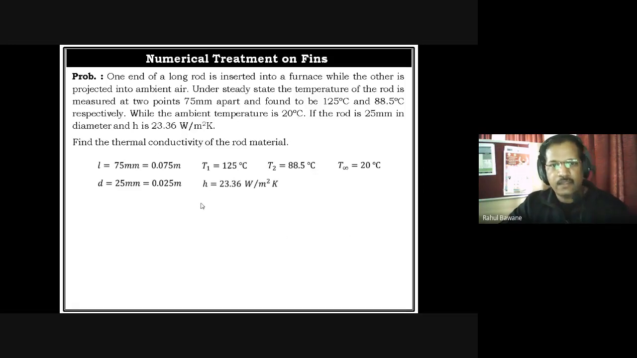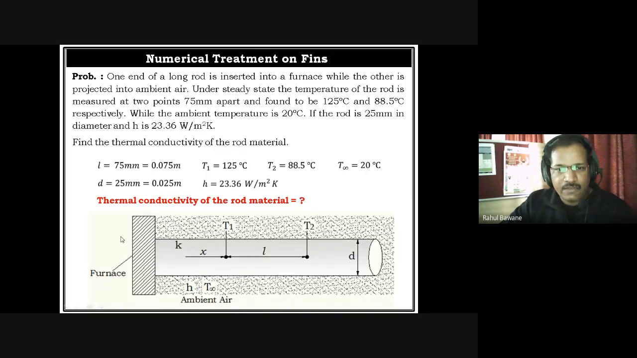So if I draw a schematic, it will be like this. There is one rod which is inserted into the furnace wall, and the second end is in open, surrounding air. This has diameter D, surrounding air having h and T infinity values, and two points. This is point 1 and second point 2, and these two points are L distance apart, that means 75 mm apart. So these two points might be anywhere except base and tip. So it is in between base and tip.